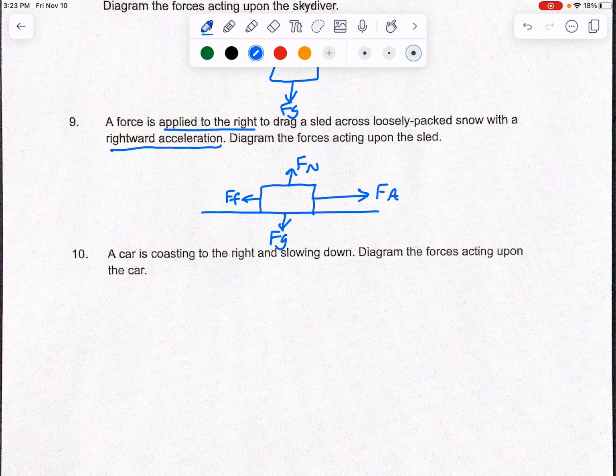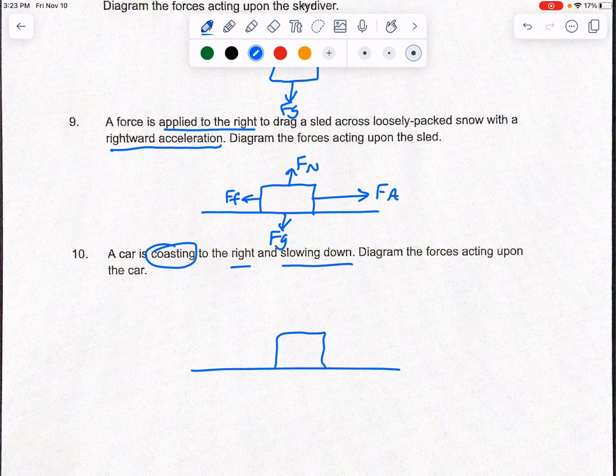Number 10, a car is coasting. So this is probably the most confusing one. Coasting means you're not doing anything. You let off the gas. There is no longer an applied force to the right. Okay, so it's slowing down, which means friction is slowing it down. So here's your car. So it's on the road. So we're going to draw our car here.